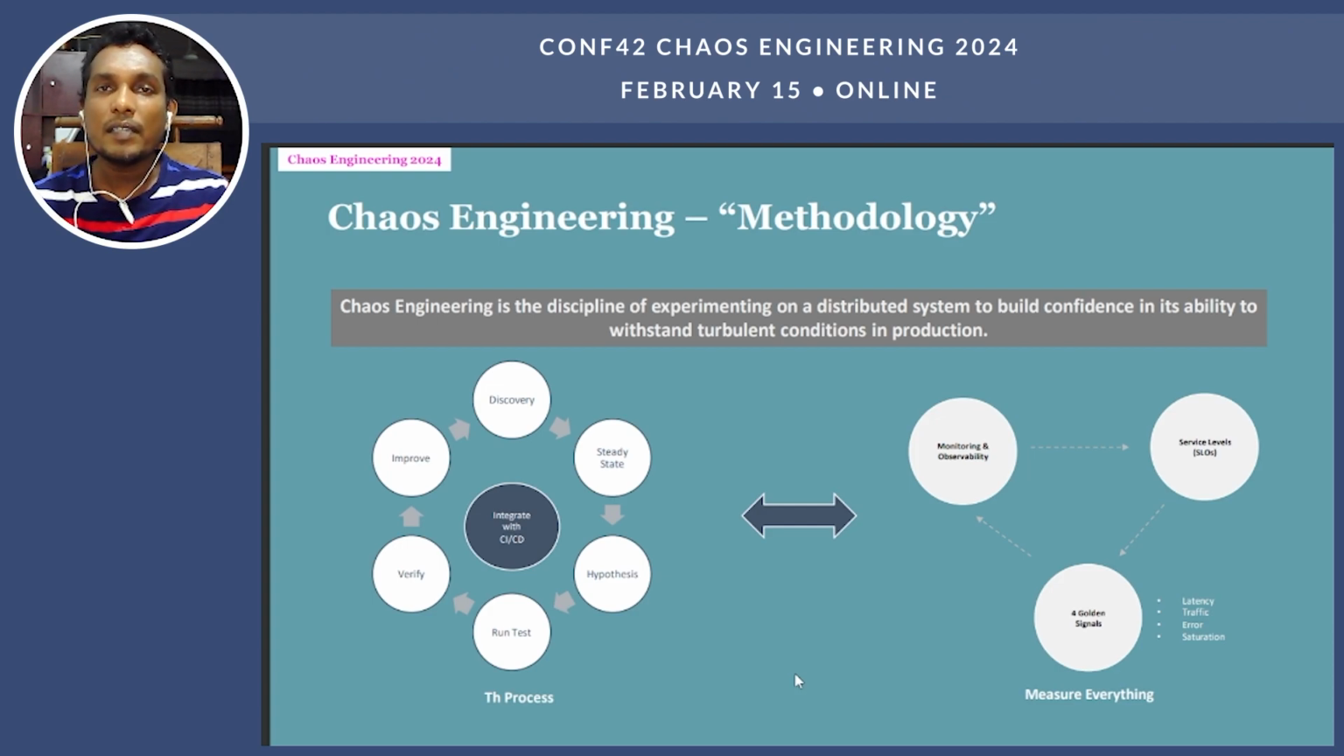So what are the key steps of chaos engineering? The first task is to discover your services. What are the components of your application? Where is your application deployed? And what are the dependencies, upstreams and downstreams? Those are very important because those are the places where things can go wrong. So discovering your service is very important.